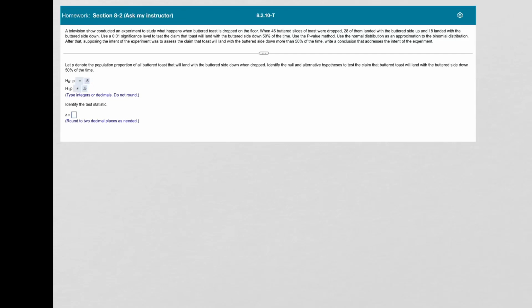In this problem, it says that a television show conducted an experiment to study what happens when buttered toast is dropped on the floor. When 46 buttered slices of toast were dropped, 28 of them landed butter side up and 18 landed butter side down. So we're going to use a 0.01 significance level to test the claim that toast will land with the butter side down 50% of the time.